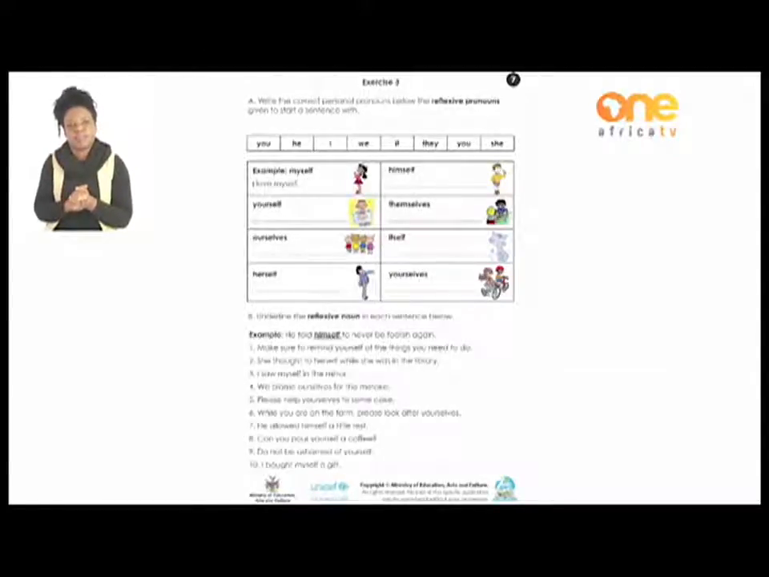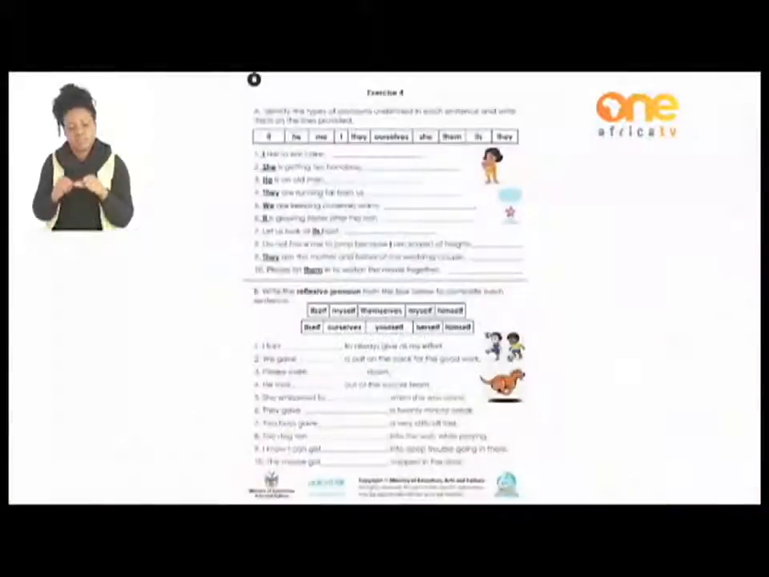Learners, let us look on page 8. On page 8, there is exercise 4. Exercise 4, the instruction says, identify the types of pronouns underlined in each sentence and write them on the lines provided.